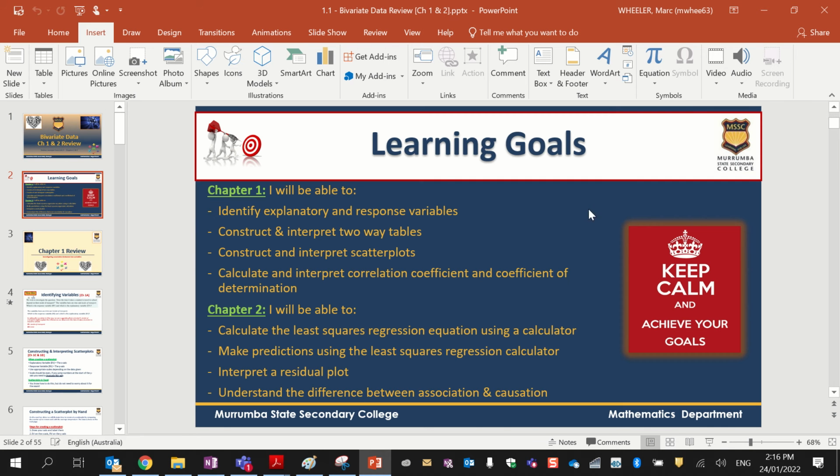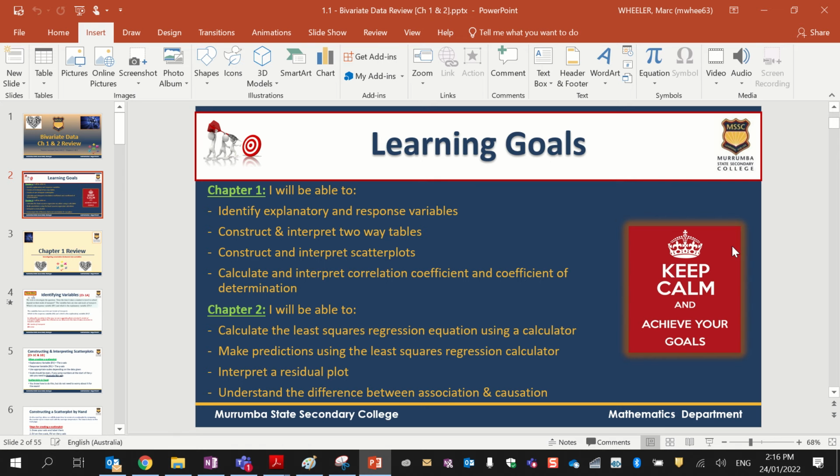So learning goals. These are basically all the things you did at the end of last year. For chapter 1, I will be able to identify explanatory and response variables, construct and interpret two-way tables. That's something that you probably thought, did we even do that? We did it at the very end of the unit. Because it wasn't related to your PSMT, we didn't teach it during the PSMT, but you can be asked to answer questions on that in your exam. Construct and interpret scatter plots, calculate and interpret correlation coefficient and coefficient of determination. Those were all chapter 1 topics.